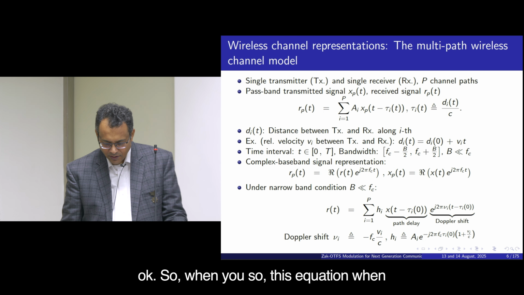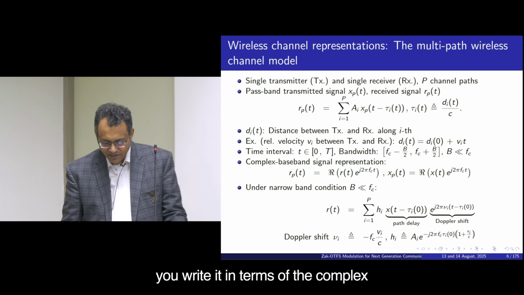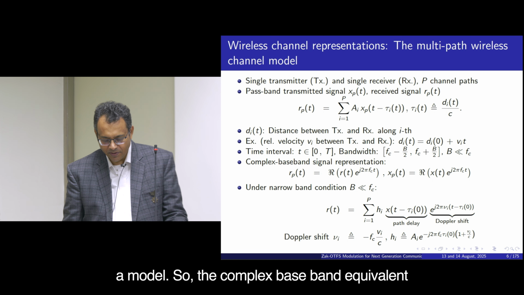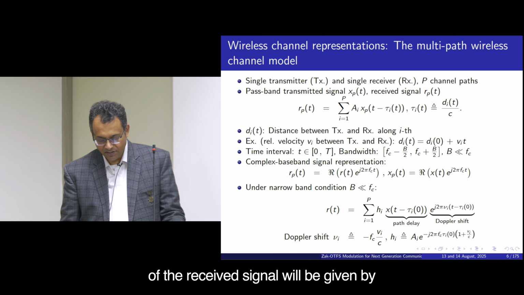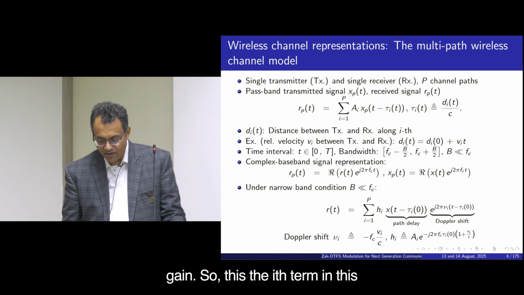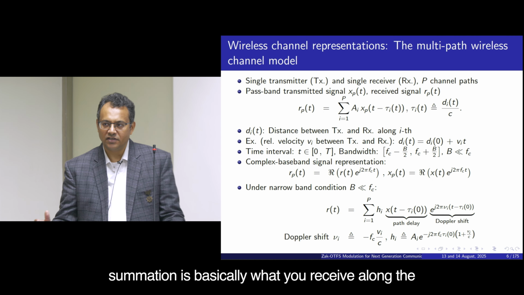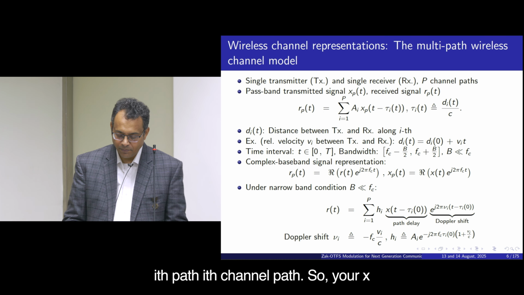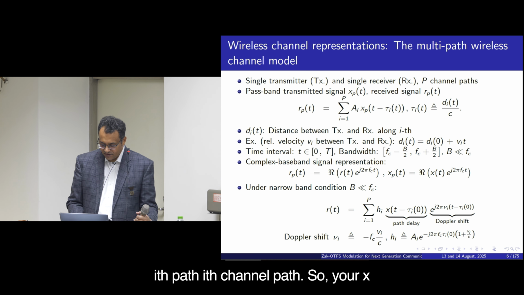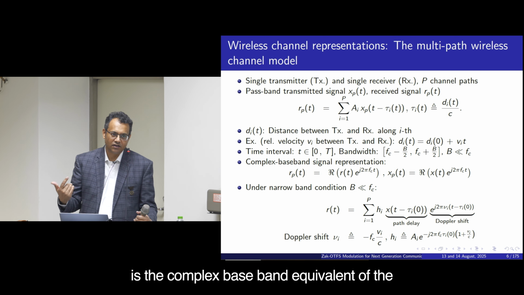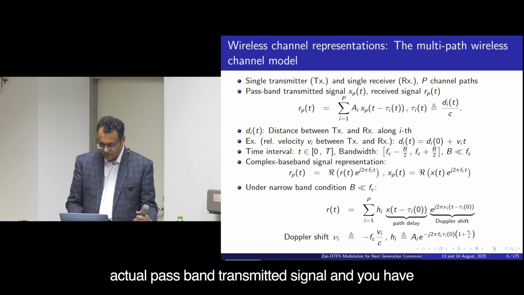So this equation, when you write it in terms of the complex baseband, then you get this kind of a model. So the complex baseband equivalent of the received signal will be given by this, basically. So you have some complex channel gain. The ith term in this summation is basically what you receive along the ith path, ith channel path. So your x(t) is what you have transmitted. Again, x is the complex baseband equivalent of the actual passband transmitted signal.